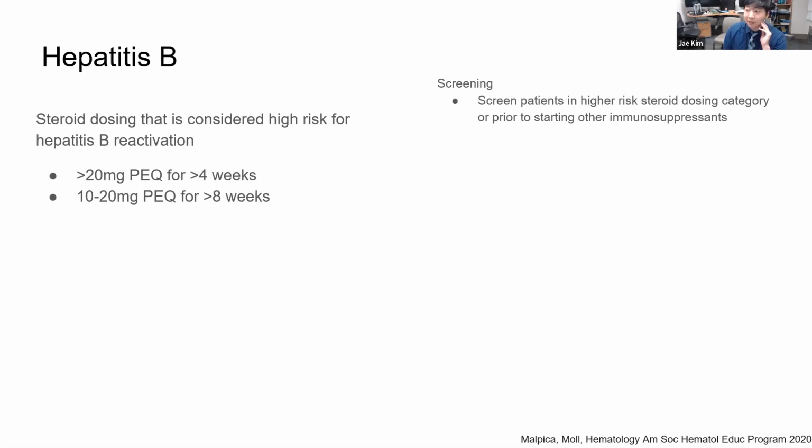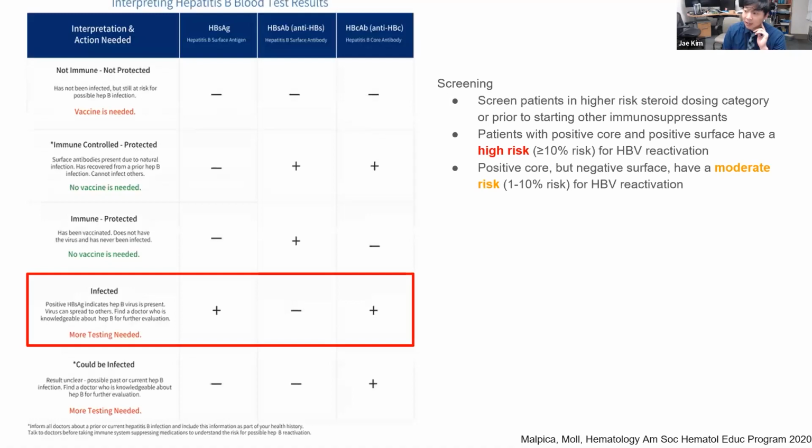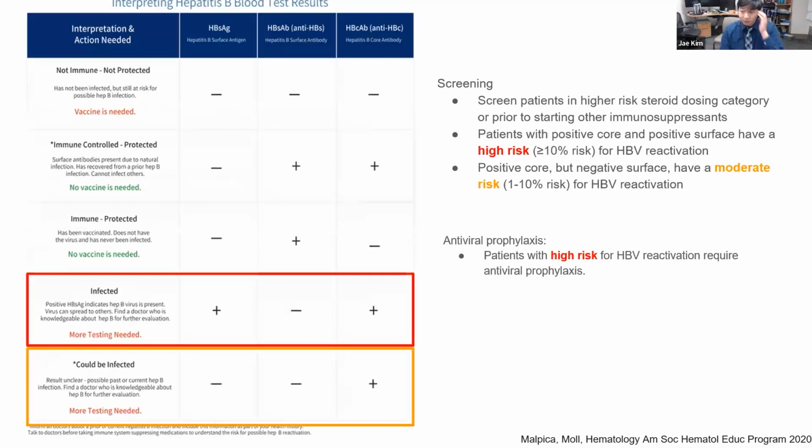We should screen for patients in the higher risk steroid dosing category or prior to starting any other immunosuppressants. Patients who have a positive core and a positive surface have a high risk, indicated in red here, and positive core and a negative surface have a moderate risk, indicated in orange here, 1 to 10% risk. Patients with high risk require antiviral prophylaxis.